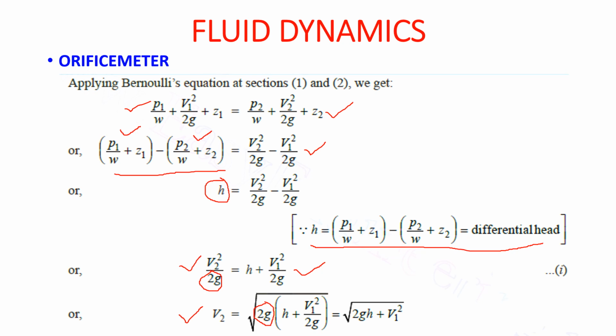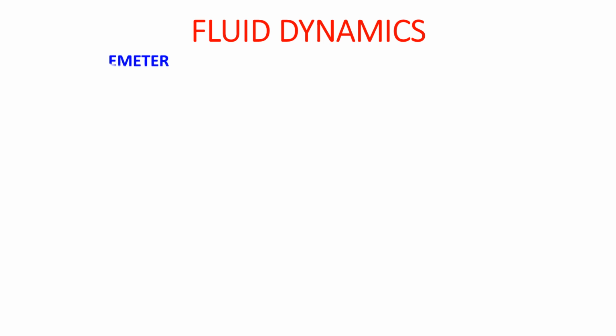So here we will get 2GH again. This square root of 2G and this square root, we will get only 2G. So under root 2GH plus V1 square. So what we get as the value of V2? V2 equal to under root 2GH plus V1 square. Then going to the next step of the derivation.